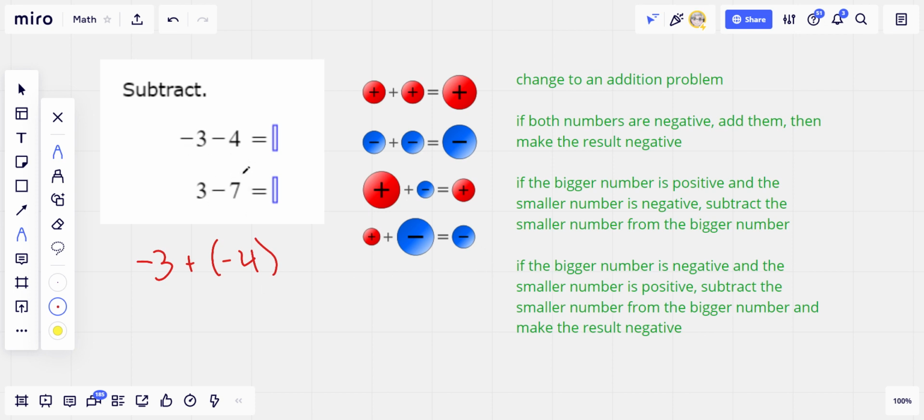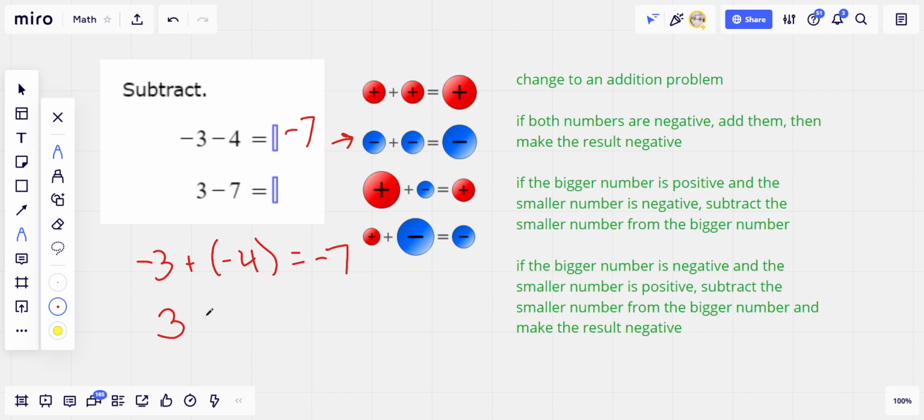We have -3 minus 4. So I've converted this to -3 plus -4. So that's this situation right here. I've got 2 negative numbers that I'm adding together. So I add the 3 and the 4. That equals 7. And I slap a negative sign on it because they were both negative to start with. So this is -7.